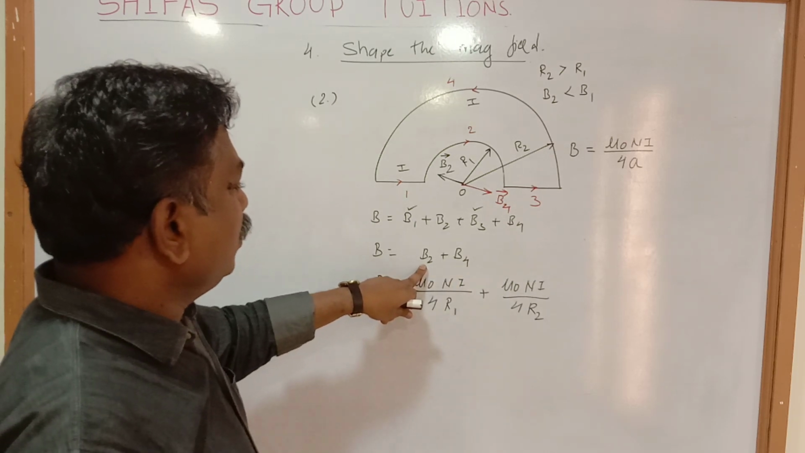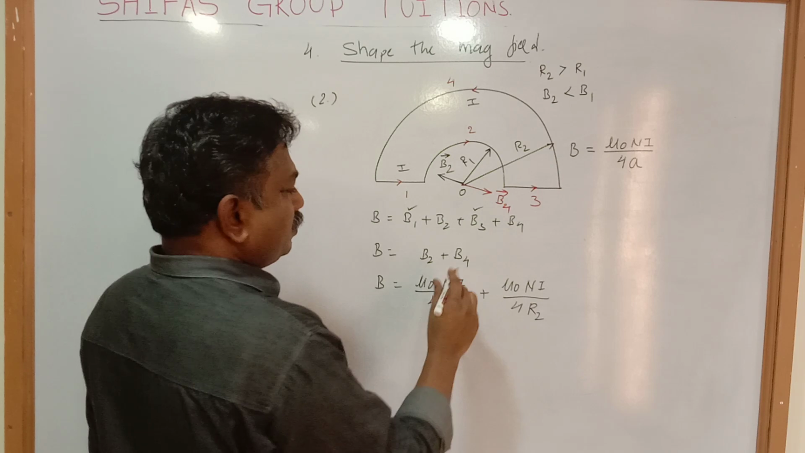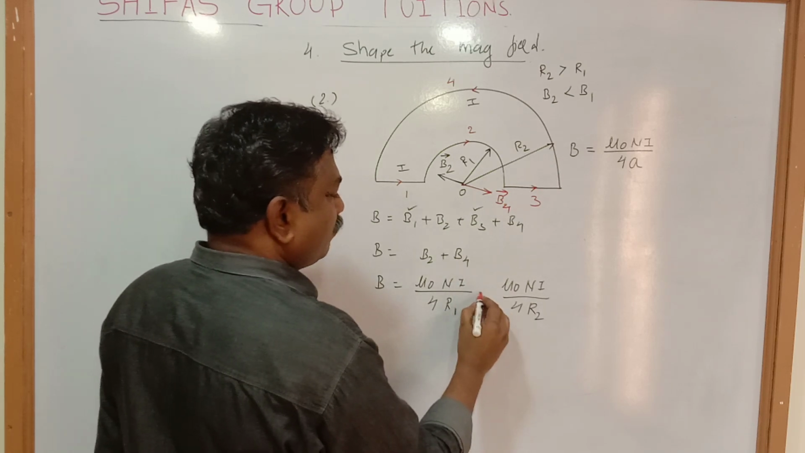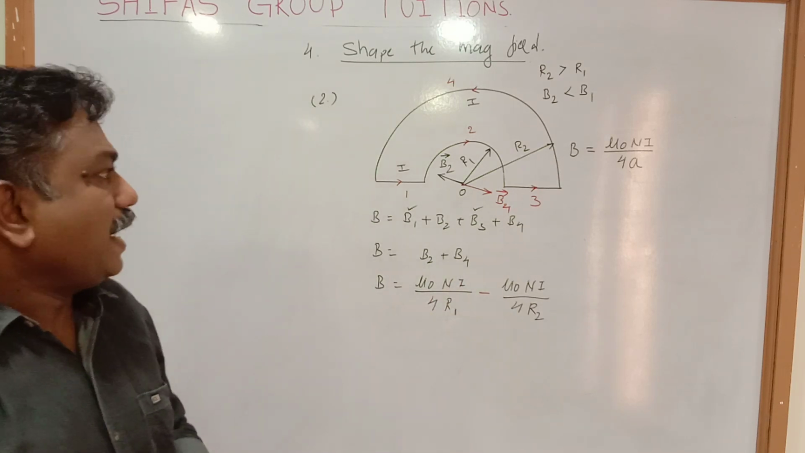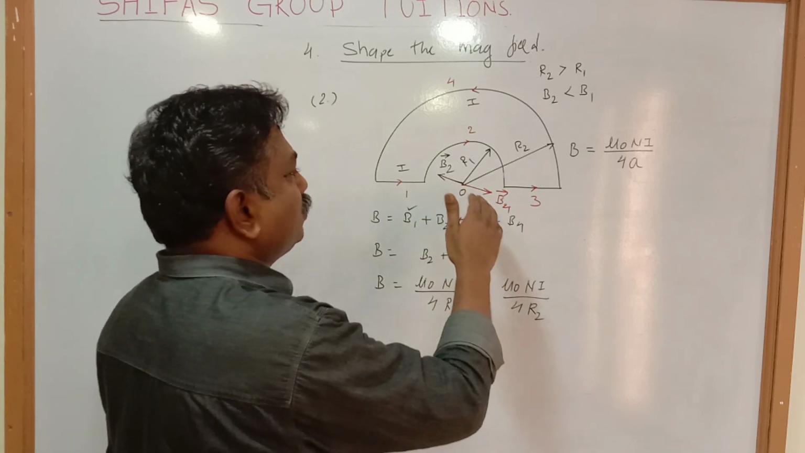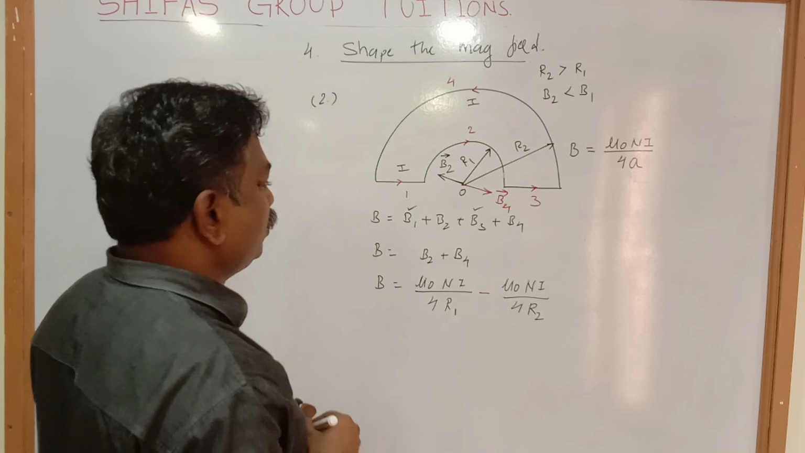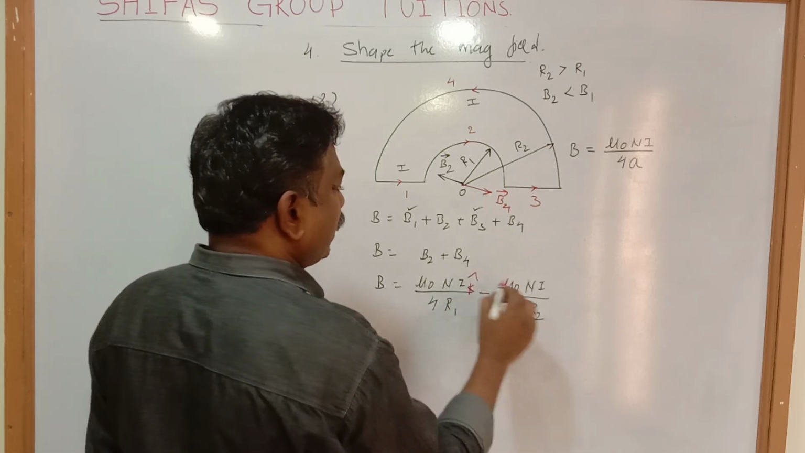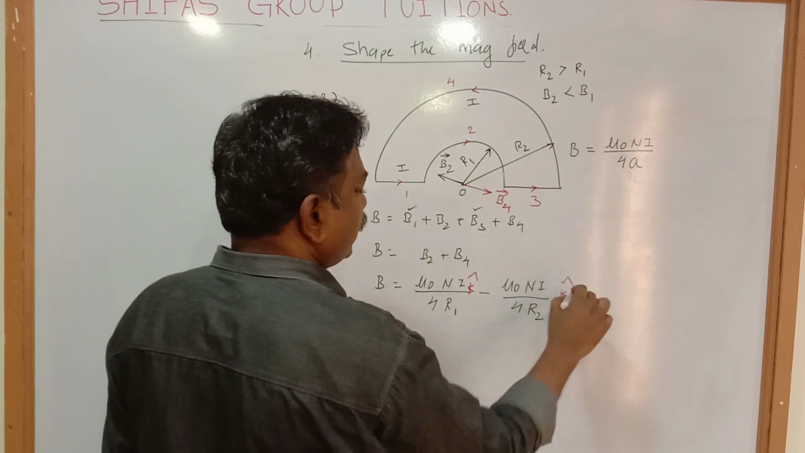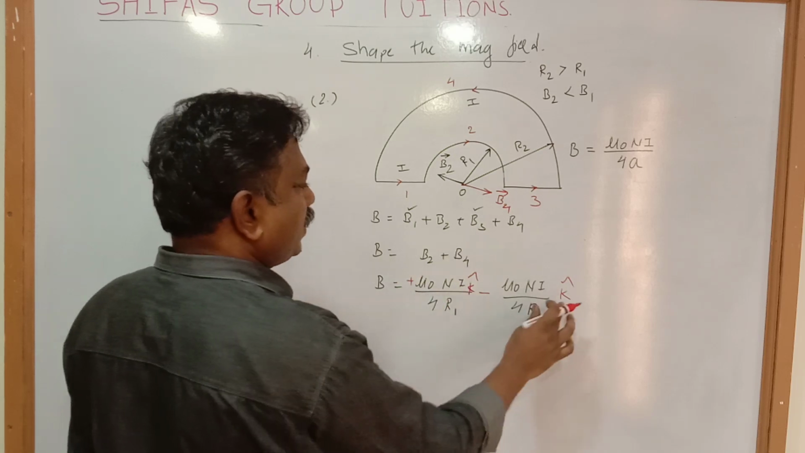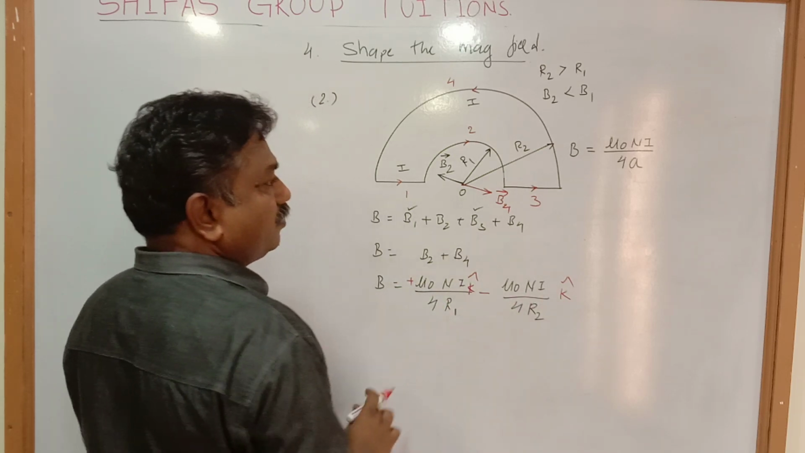So in this case the formula will be modified with the minus sign. And remember here, if we resolve, this vector is coming along the k direction. So we will be writing the k cap over here also, and here is also the k cap. But this k cap is positive and this k cap is negative. Is it clear?